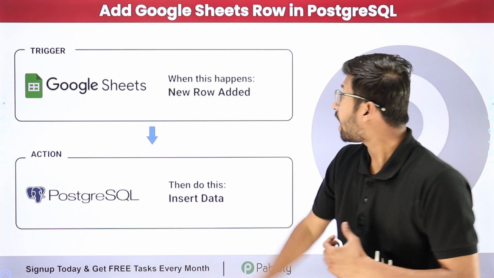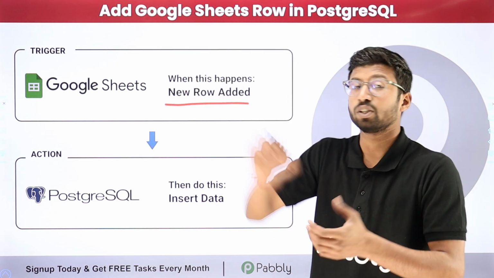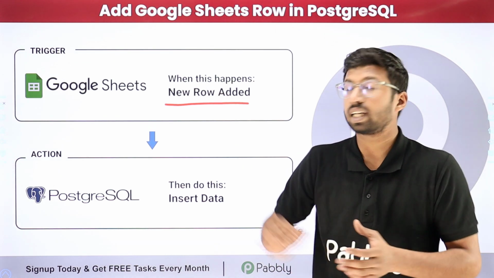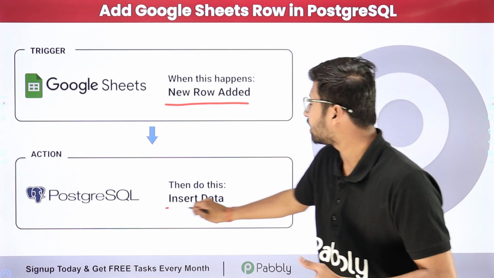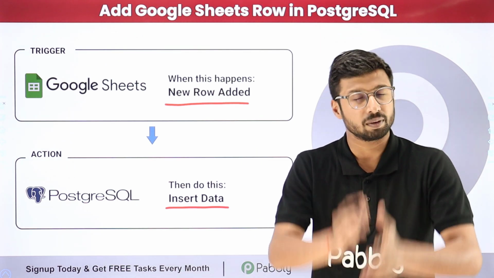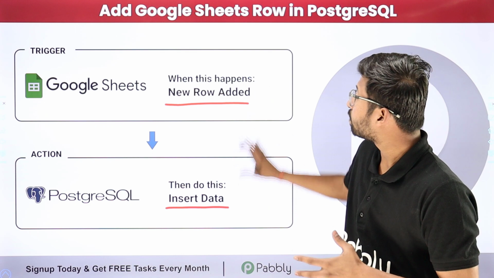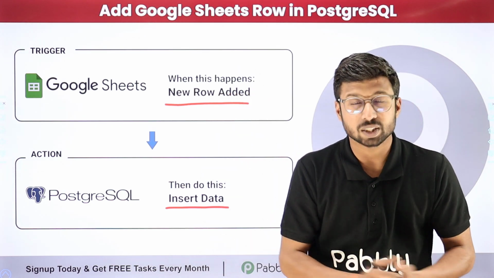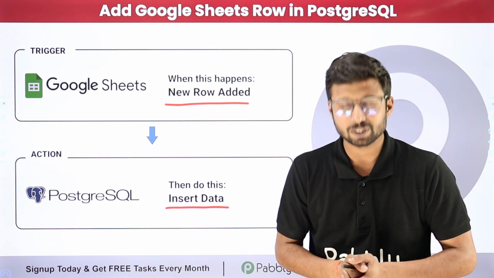In this automation, as a new row of data is added in Google Sheets, instantly within seconds, the exact same data will be inserted in our PostgreSQL database as well, into a specific table. Now, if you want to know how you can set up this complete automation all by yourself, for that, you just have to come with me to my screen.